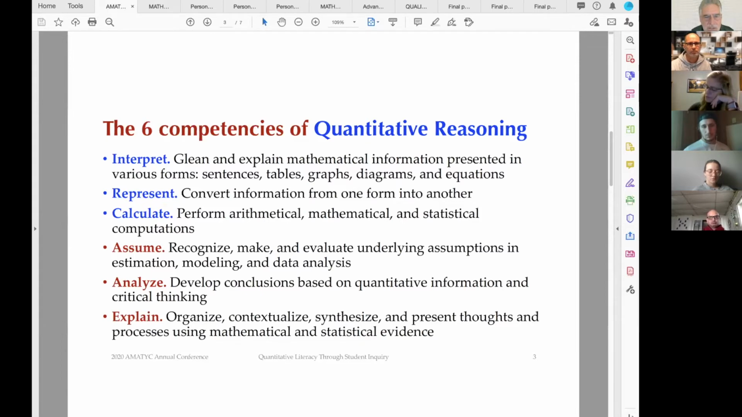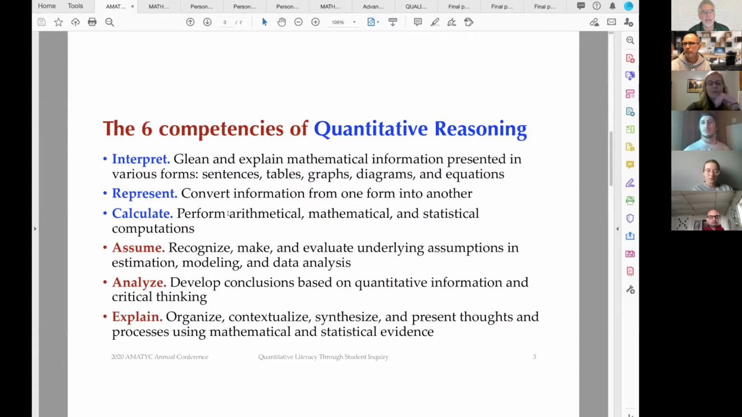This is what we expect our students to do. This is maybe the easiest or a first step in quantitative reasoning, reading a short article and making sense of all the information in the article. But then we're asking our students to convert that information. It's presented in a table and you're going to switch it into an equation, or it's presented as a graph and you're going to make it a table, or it's presented as a table and you're going to change that into a graph. So re-presenting the information.